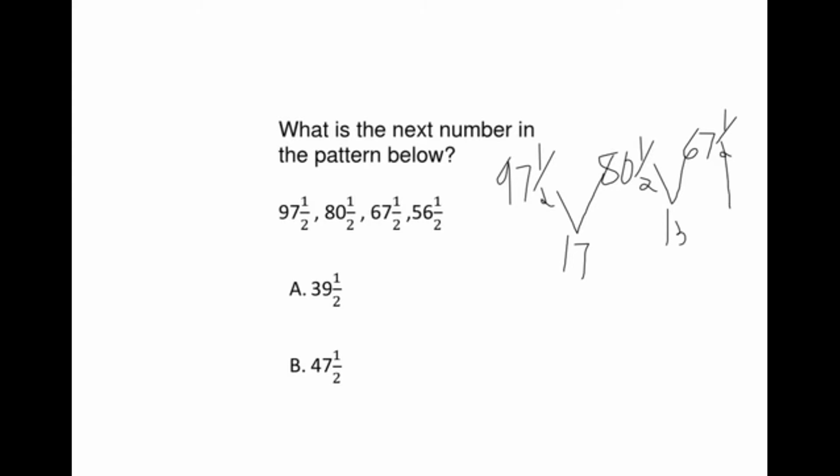Then we have 56 and a half. So from 67 to 56 and a half, we have 11.